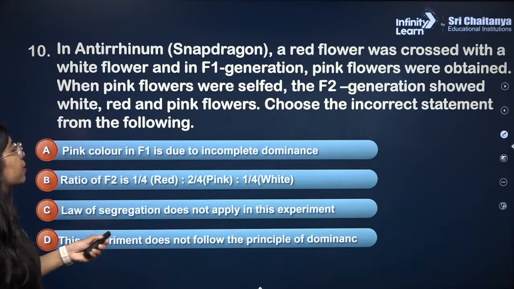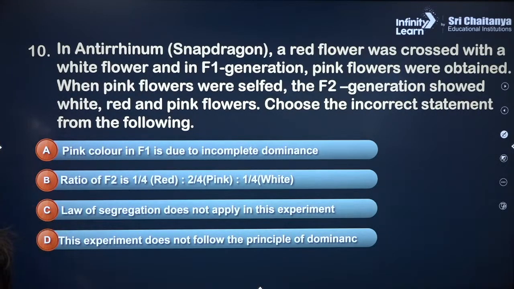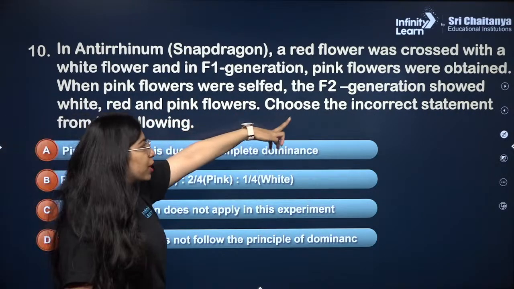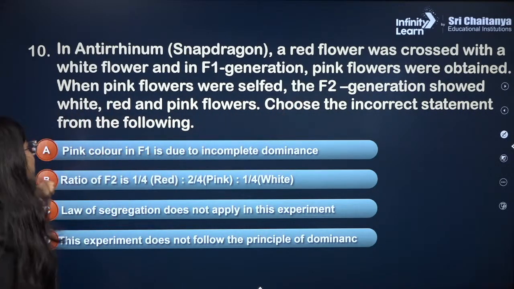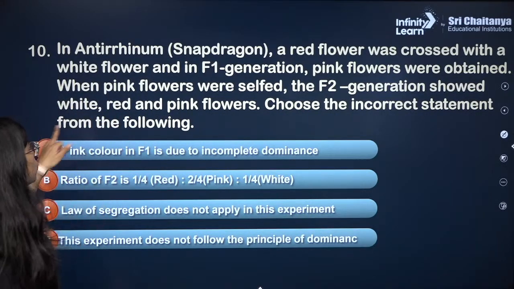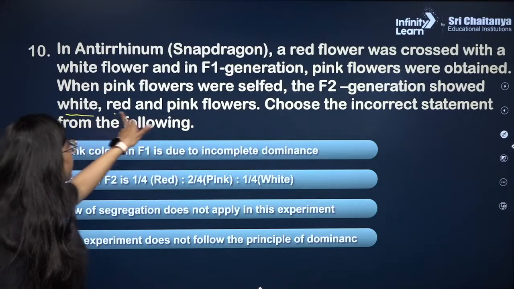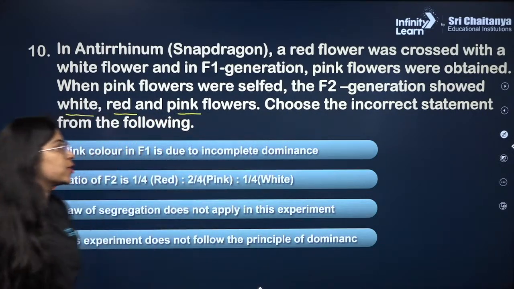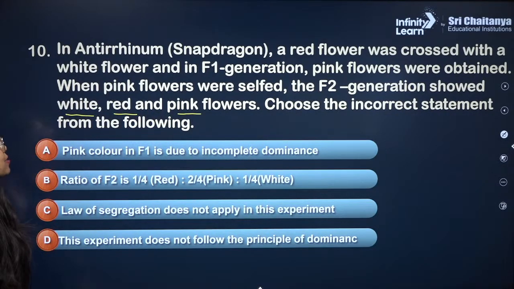Very good. Amazing. Next one, in antirrhinum snapdragon, a red flower was crossed with a white flower. We know the incomplete dominant cross, right? And in the F1 generation, pink flowers were obtained. Yes. When pink flowers were selfed, F2 generation shows white, red and pink flowers. Choose the incorrect statement from the following. You have to choose the incorrect statement out of these.